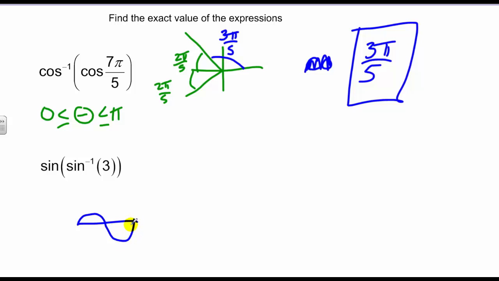Because sine looks something like this. And sine usually goes from -1 to 1. So it's saying what y value on my unit circle is 3. Well, there isn't one. So this whole statement right here gives me a no solution. Because I can't find a sine value anywhere outside of 1 and -1, since that's the range of sine.